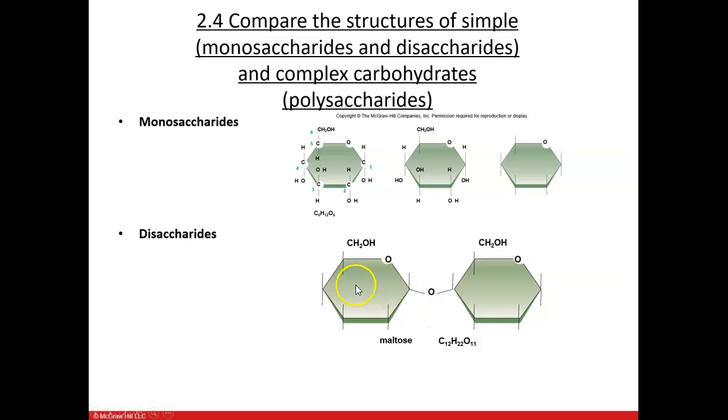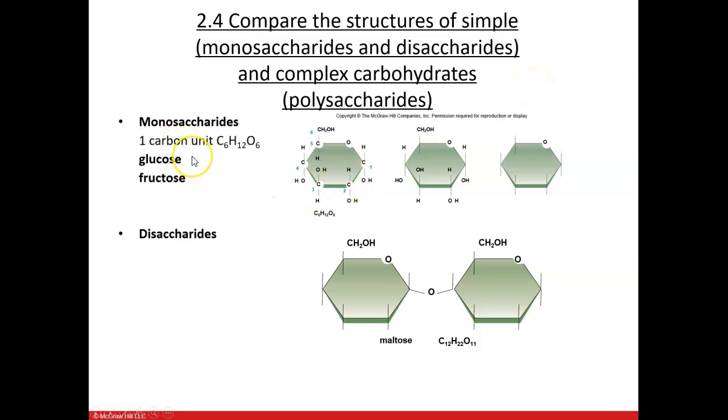This one happens to be when you put glucose and glucose together, you get something called maltose. And notice that there's a chemical bond there. So now we've got one molecule of maltose, a disaccharide. So both the monosaccharides and disaccharides are what we call simple carbohydrates.